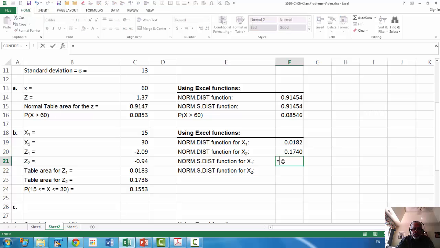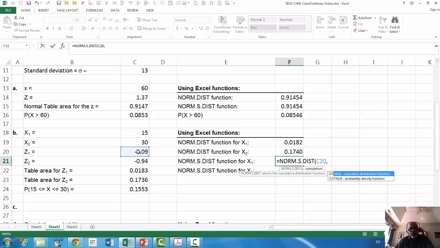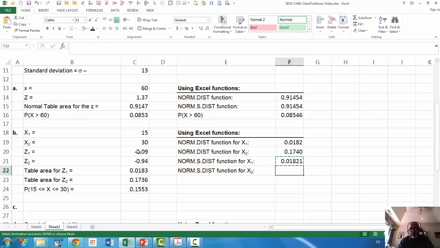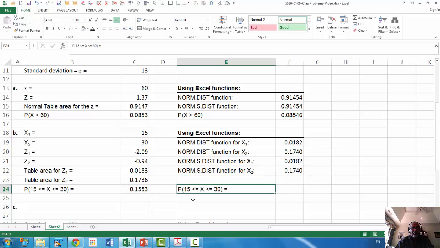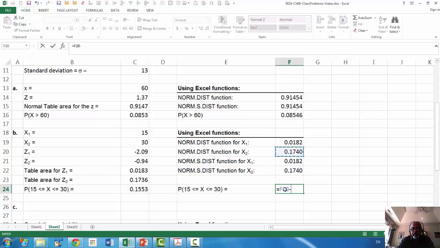If you wanted to use NORM.S.DIST, then you use the z's. So you have the z here, comma 1, and you copy that down here. So you get the two cumulative probabilities. So then the probability of X between 15 and 30 would be the difference. So you go either way, you use the difference between the two, and obviously you get the same answer.